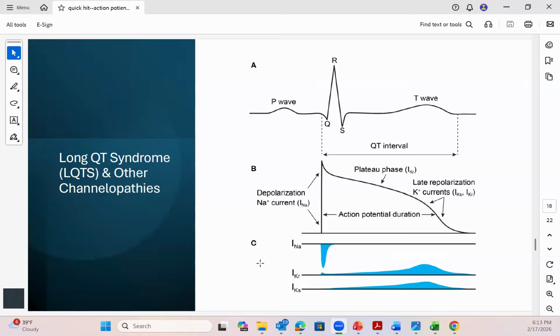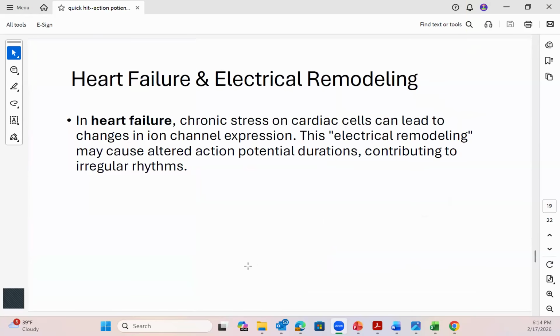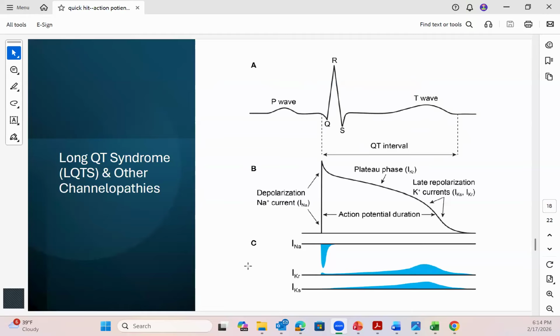What if I had someone who had long QT syndrome? They called 911, they were not feeling particularly well. They had a couple episodes of vomiting, and they said, by the way, I have long QT syndrome. What drug would I not want to give them? Zofran. Zofran, perfect.